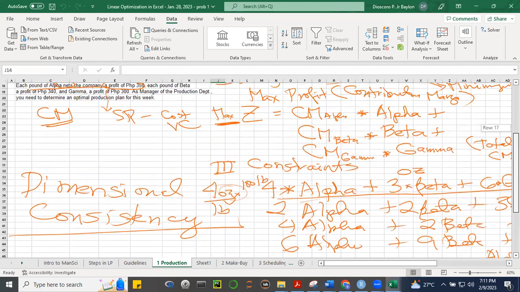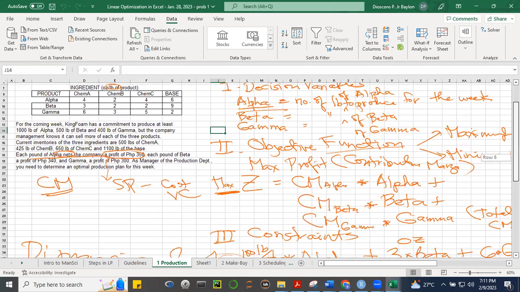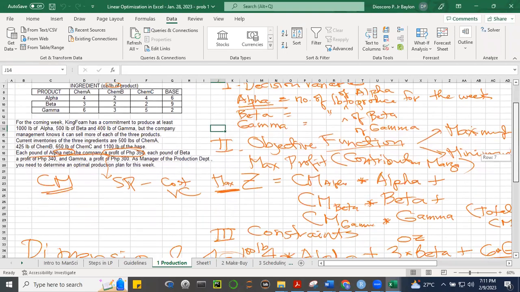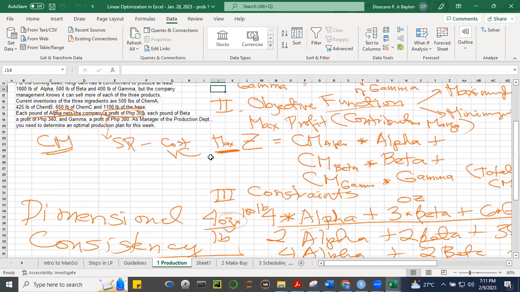If you can still remember this, remember that this problem calls for the determination of the number of pounds, not units, of these three products, alpha, beta, and gamma. And what we were given is the contribution margin of each per pound of the product. So we were able to assess that this is a maximization problem where we would want to maximize the contribution margin.